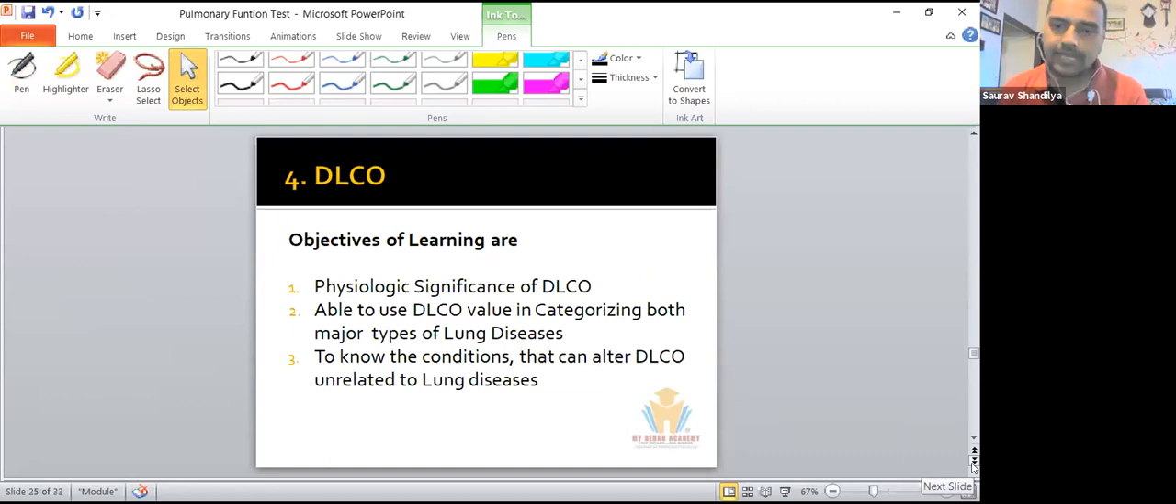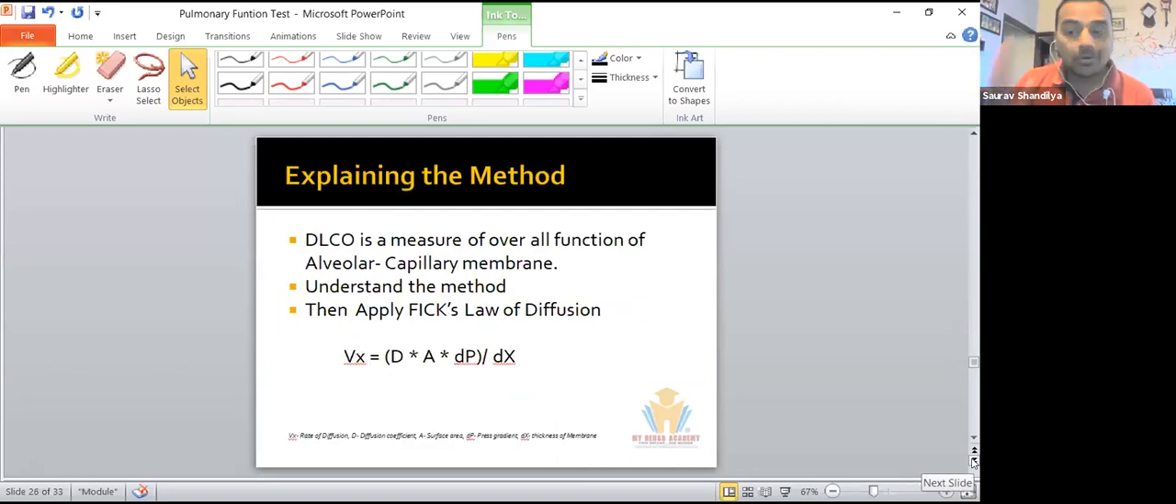What is DLCO? Anybody has any idea? Or anybody has seen this report, DLCO? You can message in the chat, no problem. DLCO is basically, we have to see the diffusing capacity of carbon monoxide into the blood. Okay, so why? Because there is a physiologic significance of the carbon monoxide. Okay, why? Because the DLCO value can be helpful in prioritizing or categorizing your normal report for the normal lung disease for your patients. But if everything is normal, still DLCO can be altered due to other disease.